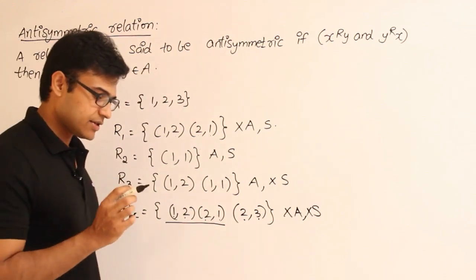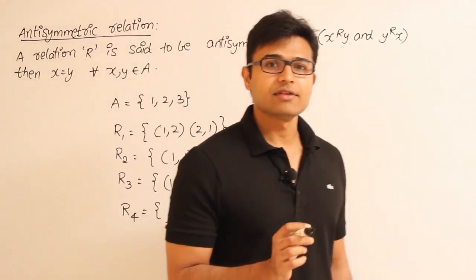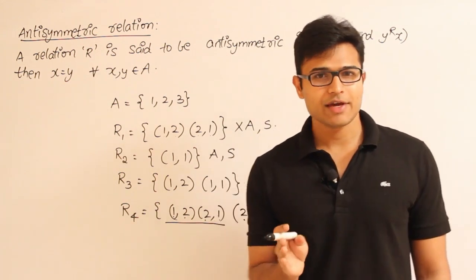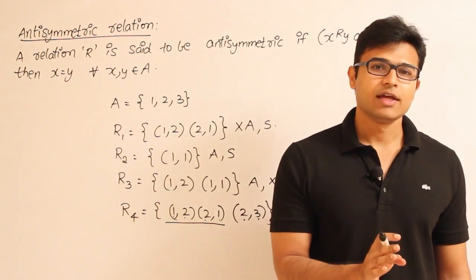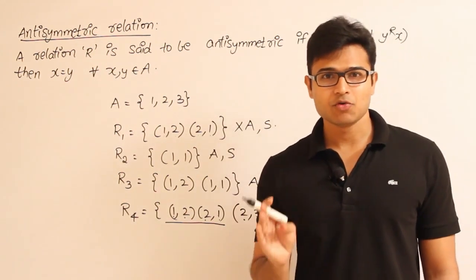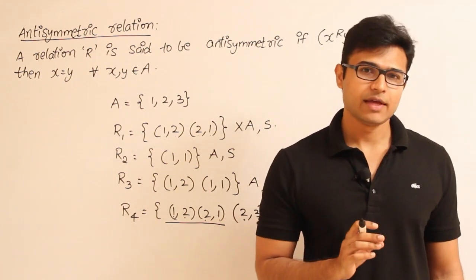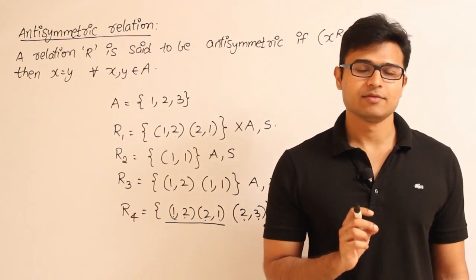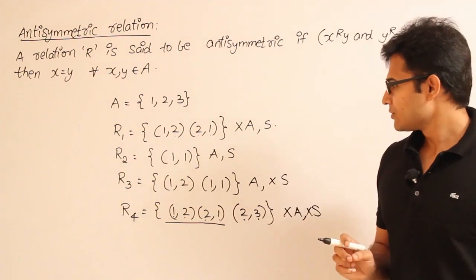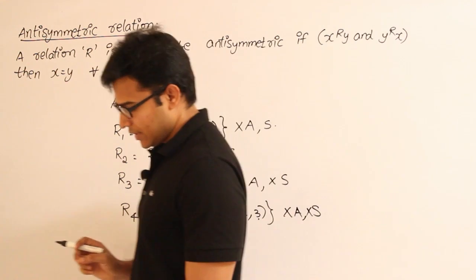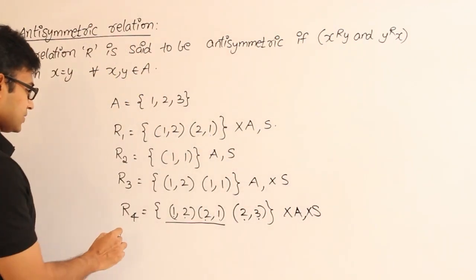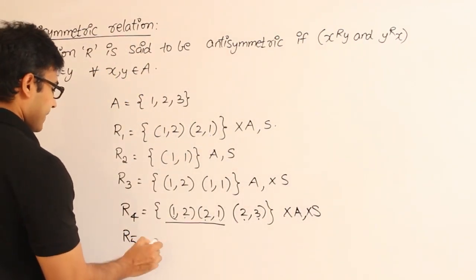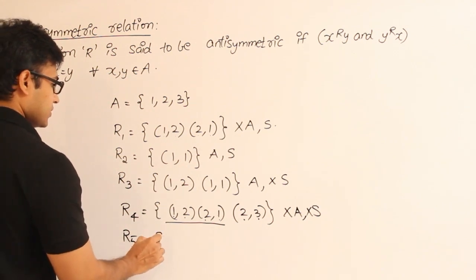So what does antisymmetric say? In a relation you are not supposed to have x comma y and y comma x together. If it happens, then it should happen only when x equals y. Other than this, there should not be any such elements present. That is what an antisymmetric relation says. If you want more examples, you can see this. I'll try to give you some examples.